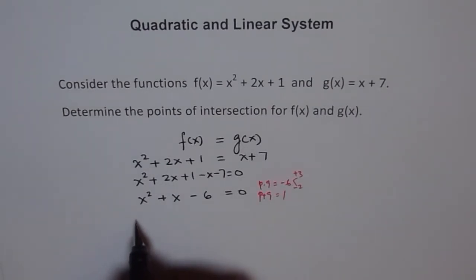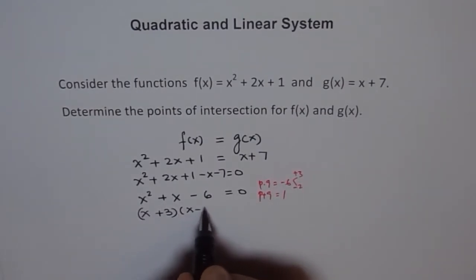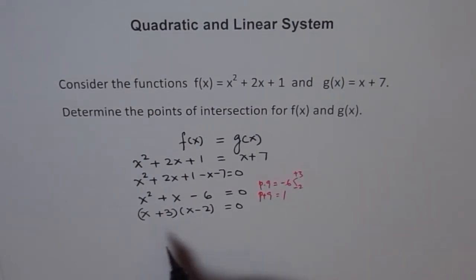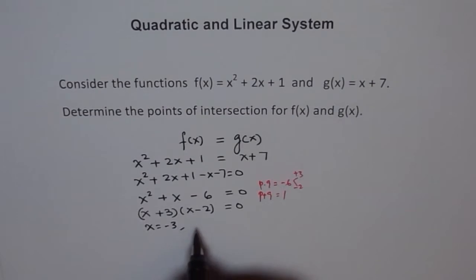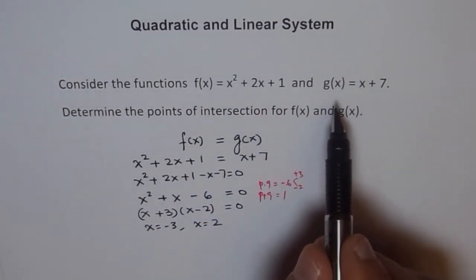And so we get x plus 3 times x minus 2 equals 0. Now this expression is 0 for x equals minus 3 or x equals plus 2, right? So we get the x values from here: x equals minus 3 and x equals plus 2. So there are 2 points where the parabola f of x intersects the line g of x.